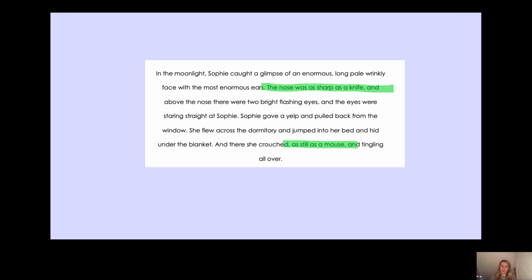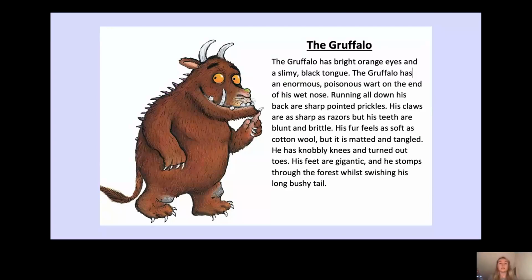I would like you to have a look at this character description and highlight any similes that you can find. Okay, Year 2, so let's have a look at it together. So it is the character description of the Gruffalo. So the Gruffalo has bright orange eyes and a slimy black tongue. The Gruffalo has an enormous poisonous wart on the end of his wet nose.